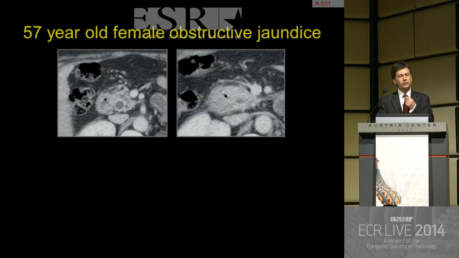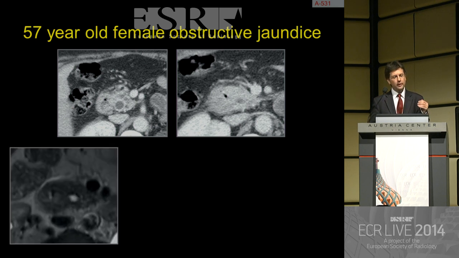So I leave you with a 57-year-old female patient with obstructive jaundice. The CT scan clearly demonstrates there's an infiltrative process within the head, but is there widening of the paraduodenal space here? Do we see a low attenuation mass within the paraduodenal space? Do we see cystic change? No, we don't.